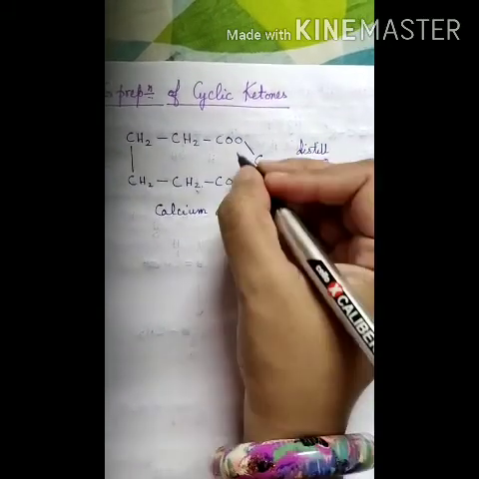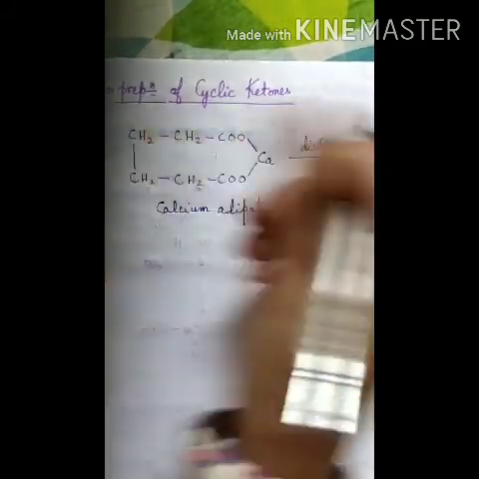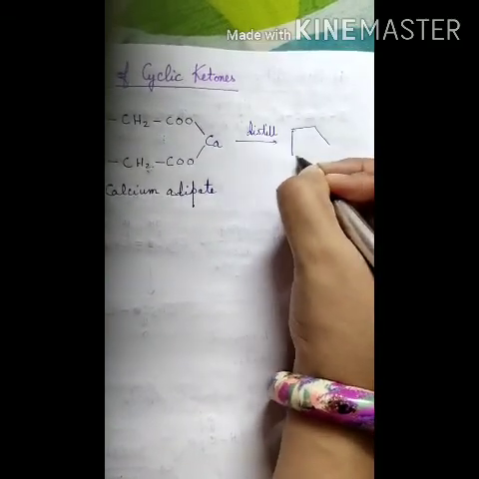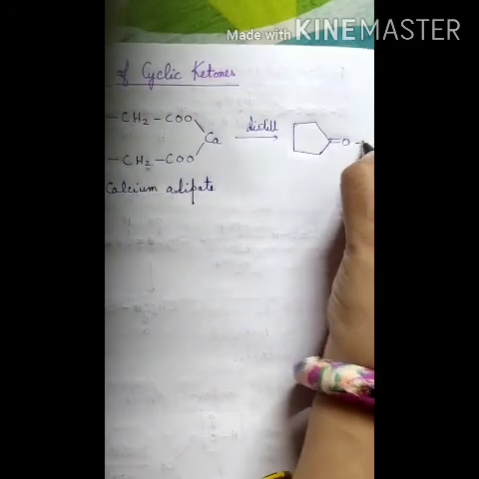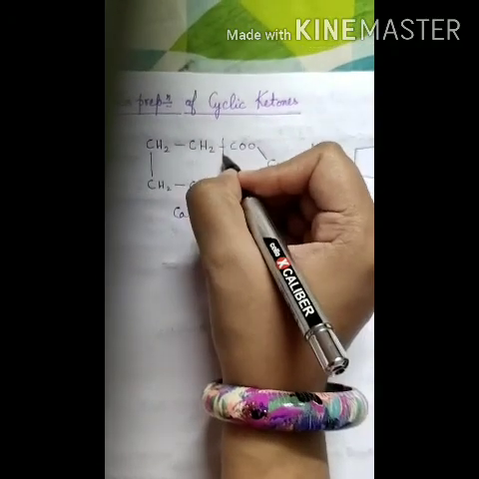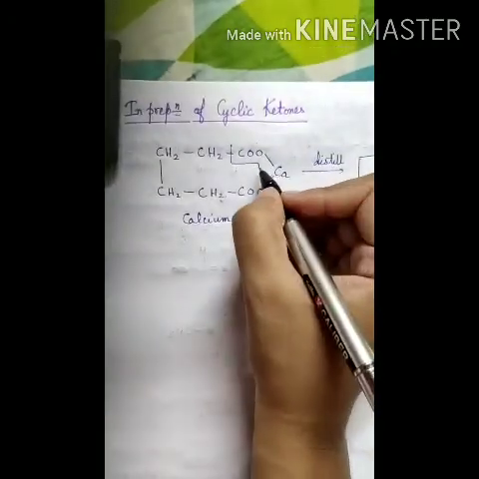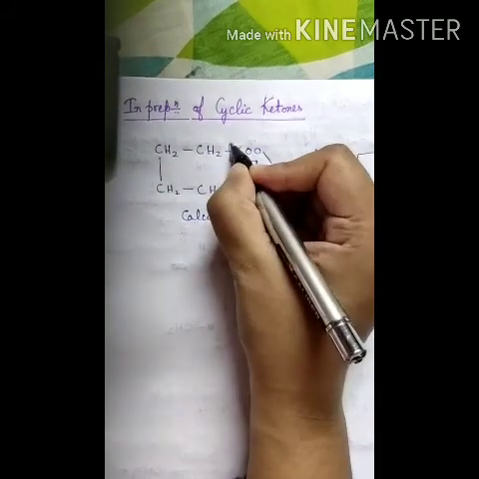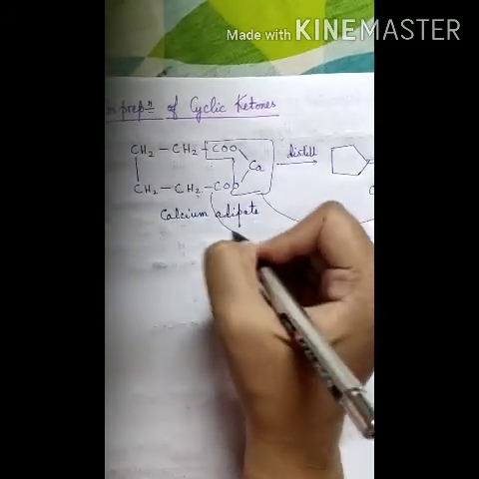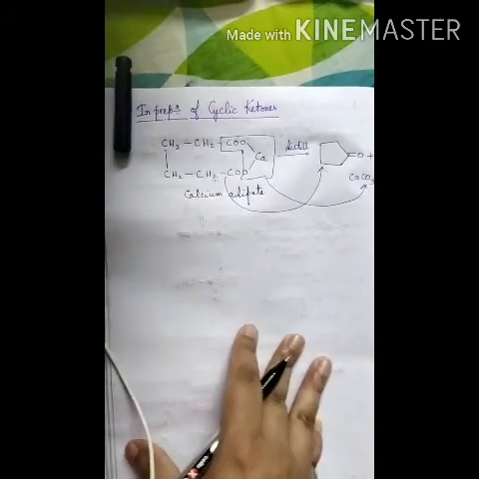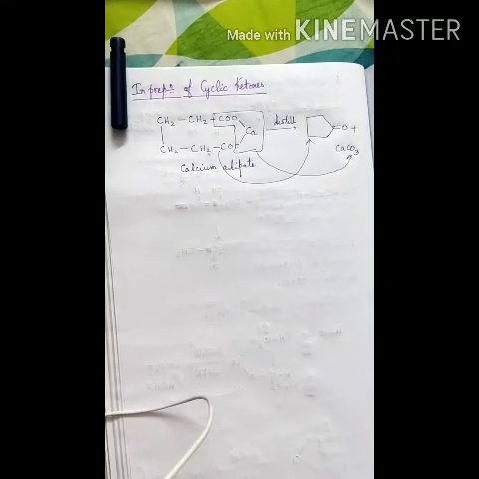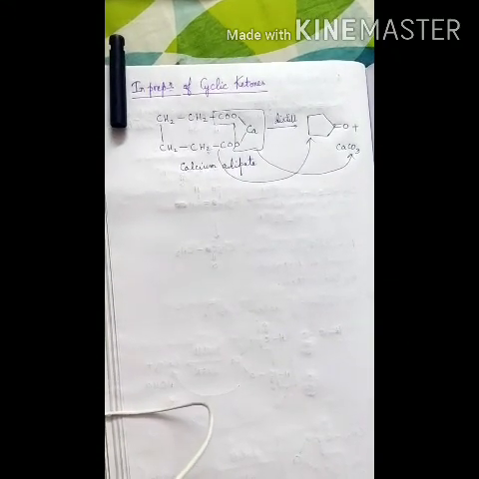what will we get? We just join the portions here. With the elimination of CaCO3, we get cyclopentanone, plus CaCO3. So with the elimination of CaCO3, the remaining part produces cyclopentanone. So the above said method, that is distilling the calcium salt of a carboxylic acid, can also sometimes give us cyclic ketones.